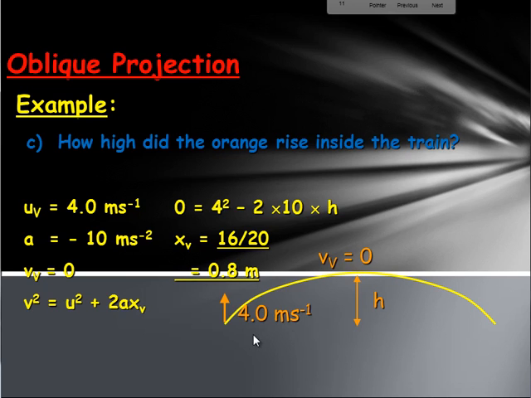Alternatively, we know that the whole time of flight was 0.8 seconds. So we know that it took 0.4 seconds to get to the peak, and you could use x equals ut plus a half at squared. This is probably marginally simpler to solve it, but there are two ways to solve that problem given the information that we've now worked out.